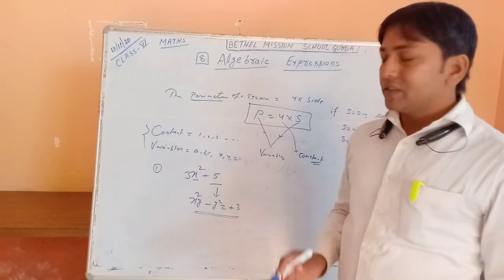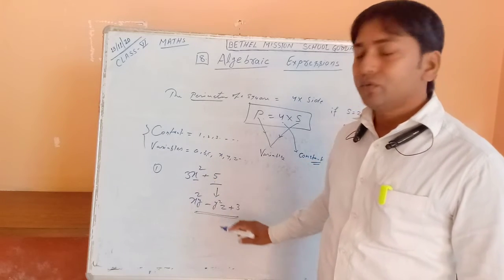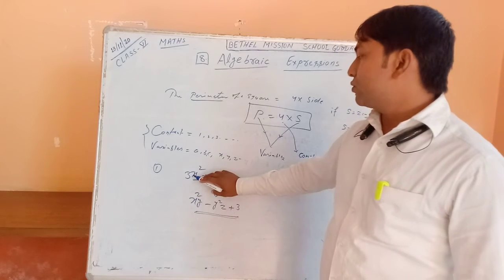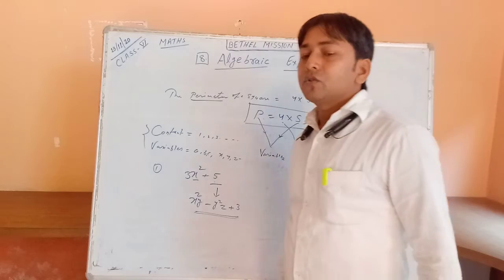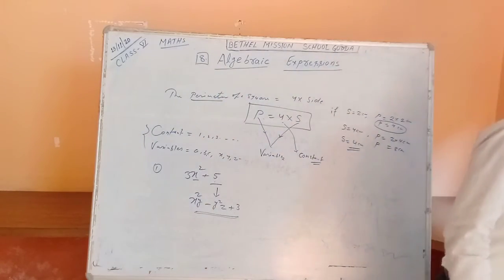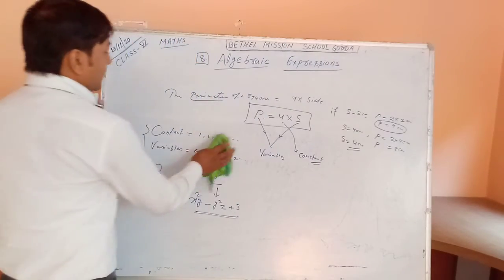Now according to the terms, how many terms are used? Here 1, 2 terms. Here 1, 2, 3, 3 terms. So according to the number of terms, we divide algebraic expressions into some parts.